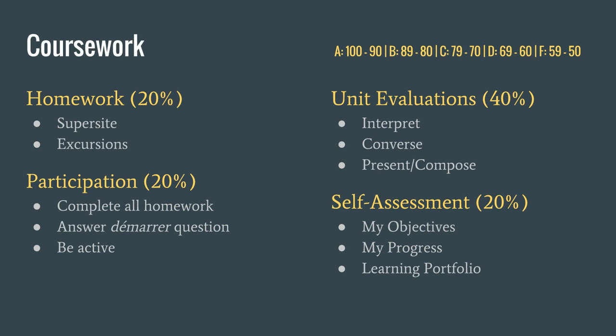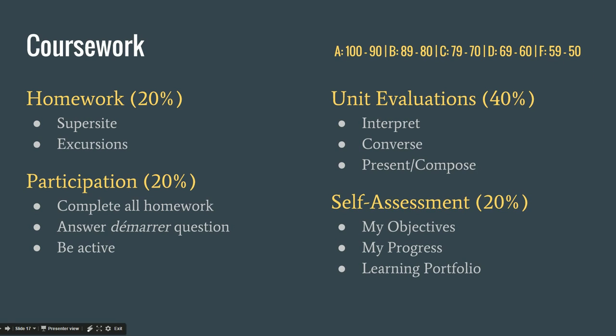So the coursework that you're going to be doing, there are 5 things that are important about the coursework. Firstly, please take a look at the division for your grades. So it's pretty normal. A's are 100 to 90%, B's are in the 80s, C's are in the 70s, D's are in the 60s. F's, however, bottom out at 50.